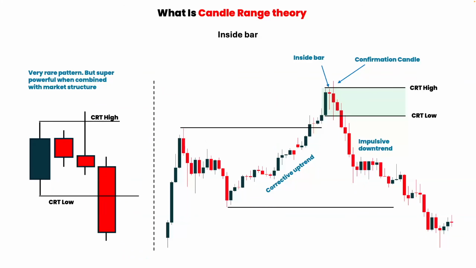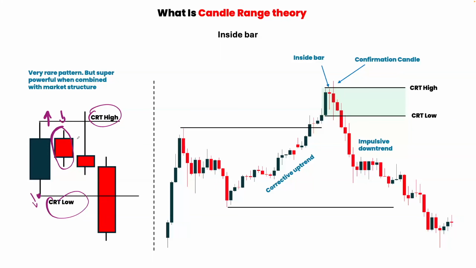Let's look at the inside bar CRT model. This one is very rare, it's a rare pattern, but I just realized that I have to just edit here so that at least you can try to understand it. But it's a very, very rare pattern. You won't find it very easily in the market because it's very rare. You will have the CRT high, the CRT low. The next candle doesn't break either the upper side or the lower side here. This will be your inside bar.